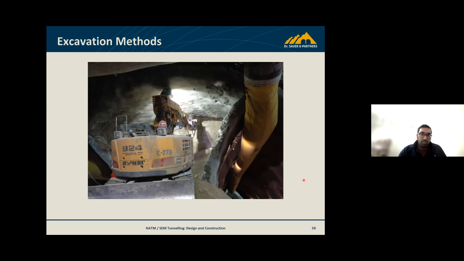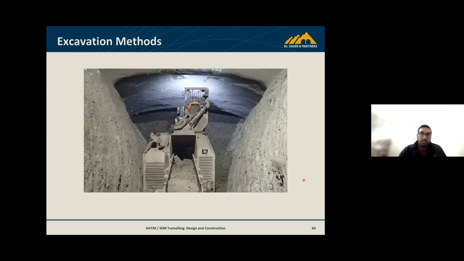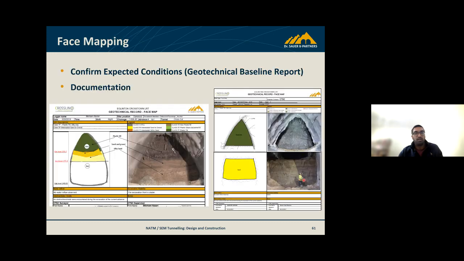Excavation methods, as you saw, this is the Liebherr 924. The size of the machine needs to be compact enough to get in between those two temporary drifts, but also strong enough to excavate and reach what you need to get to as per your design requirements for stepping the face, etc. That is the road header that we mentioned before, with the conveyor belt in the middle.